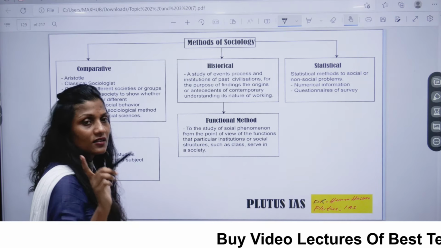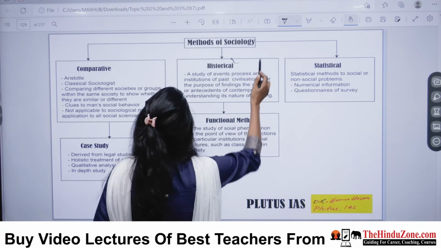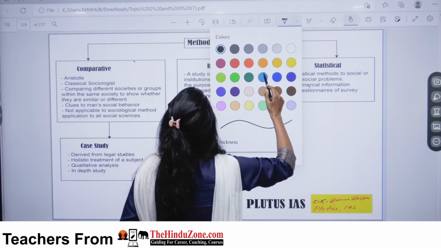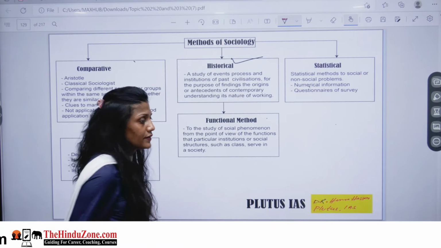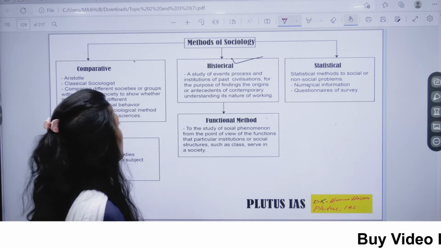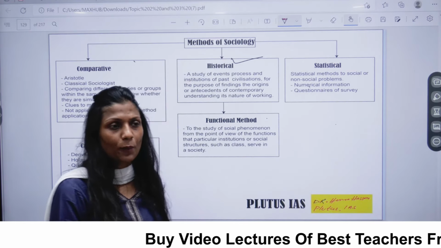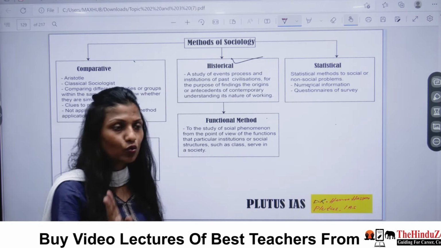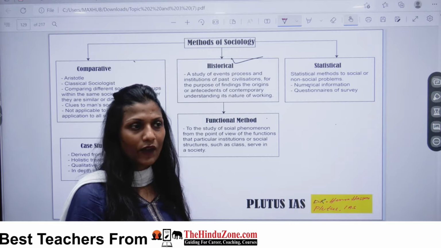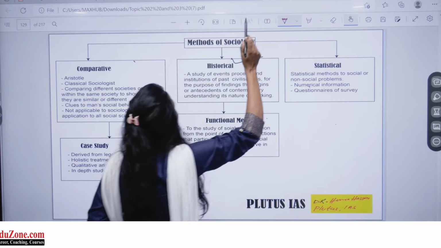Now, after explaining reliability and validity in research, I will explain the historical method, functional, statistical, comparative, and case study methods. Often UPSC asks questions from these methods. For example, questions have come on the historical method, comparative, and statistical methods, and after this your topics 2 and 3 will be completed. After this I will give you 2 more PPTs to read as a value addition. Now let's begin with validity and reliability.